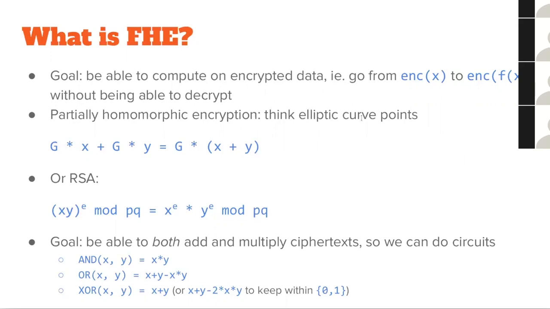So if you think about even elliptic curve points, now this doesn't technically fully satisfy the definition of homomorphic encryption because it's not an encryption scheme. It's just a group that has a homomorphism. But if you look at elliptic curve points, if you take some number x and you multiply it by the generator point, and then you add the generator multiplied by y, you get the generator multiplied by x plus y. This is a really nice property of elliptic curve points, basically that they follow this distributive property, right?